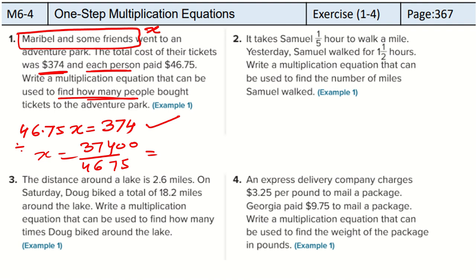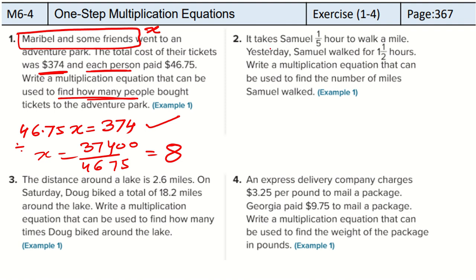I'll write the answer directly. I am sure you know the division, that long method. Okay. If you have any problem, you can write in the comment and I will tell you. So if you divide it, you will get 8 here. Okay. So it means a total of 8 friends went to the park.